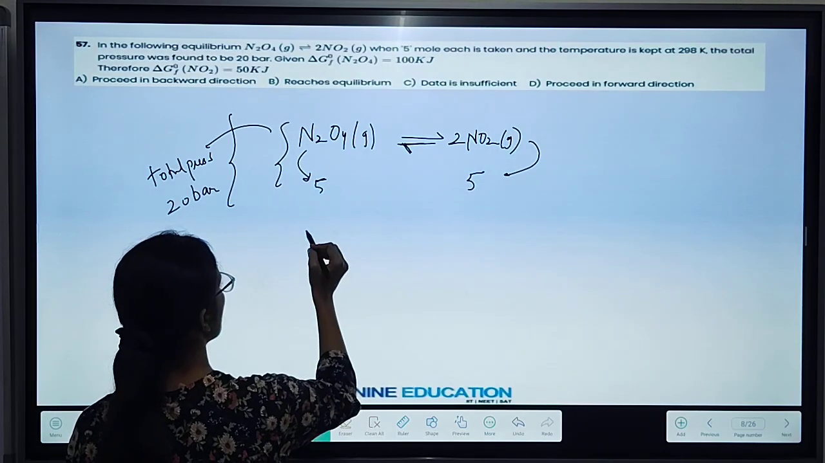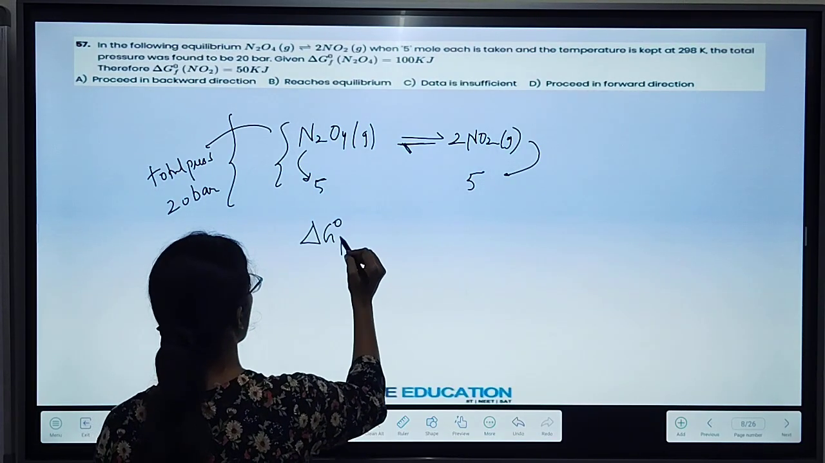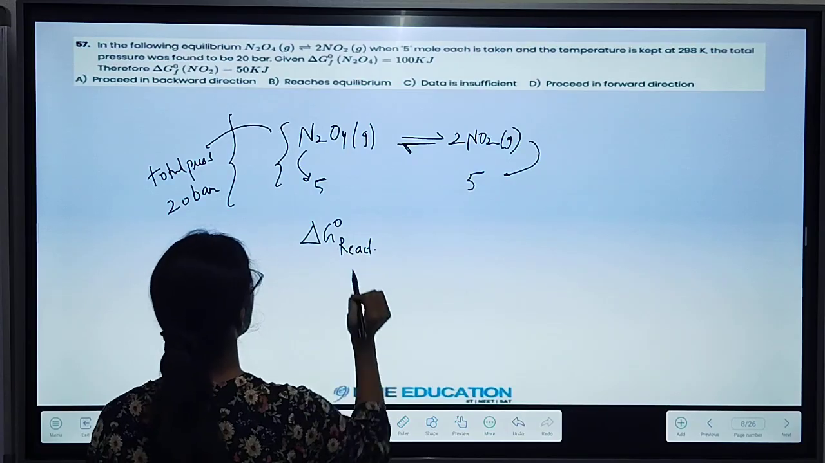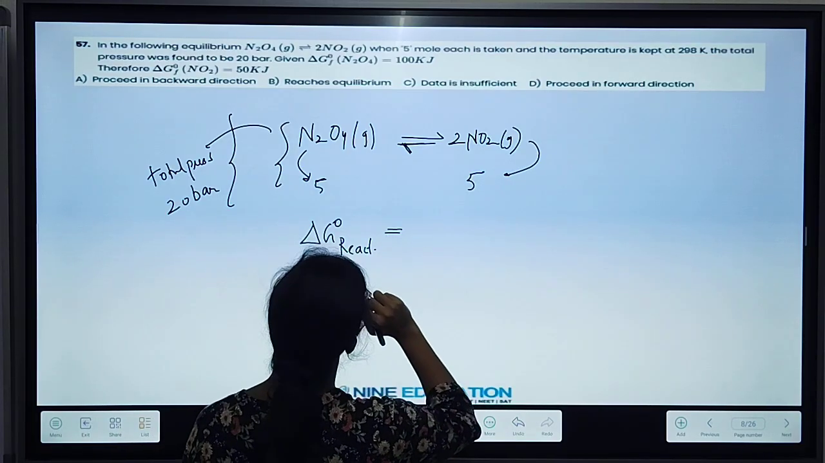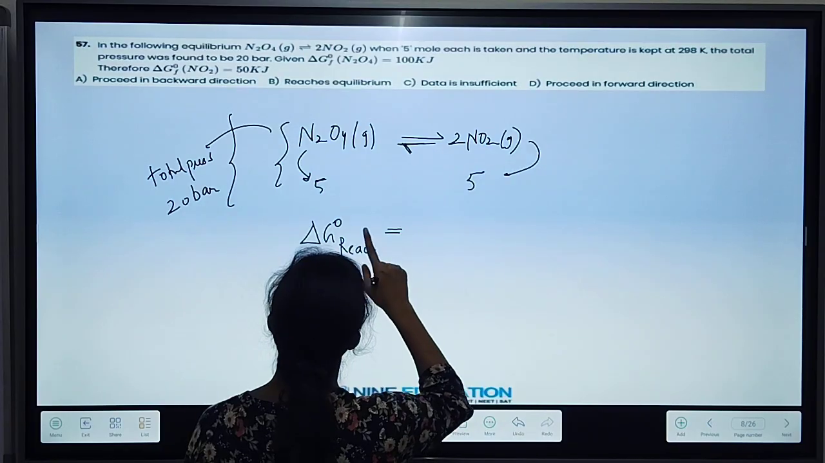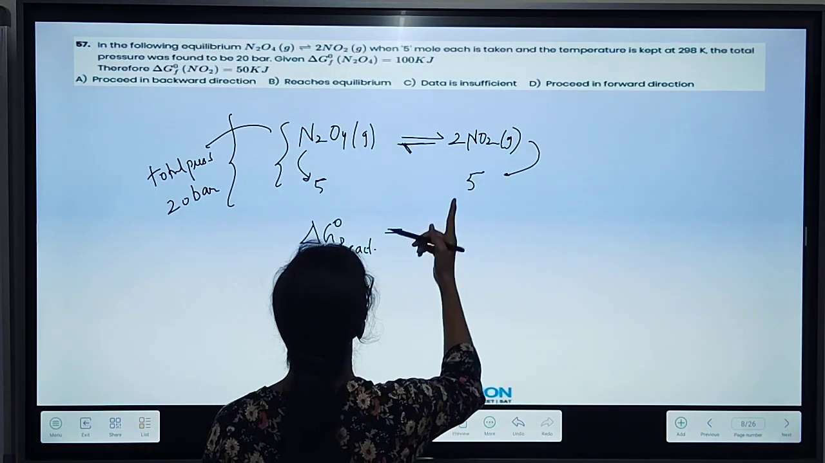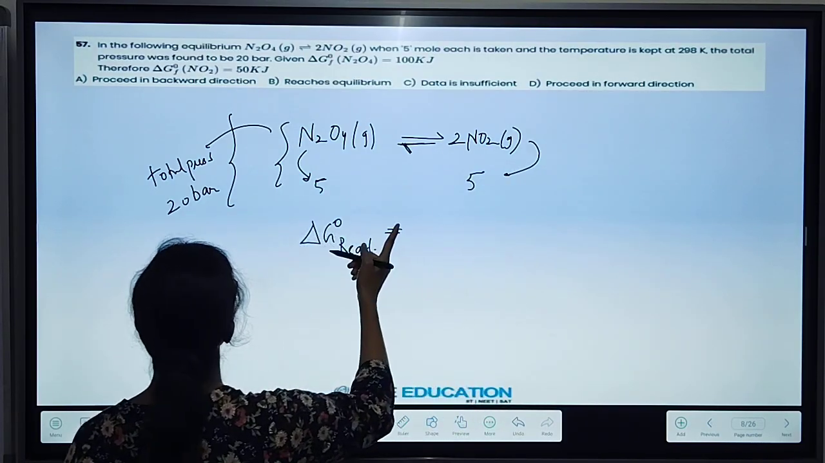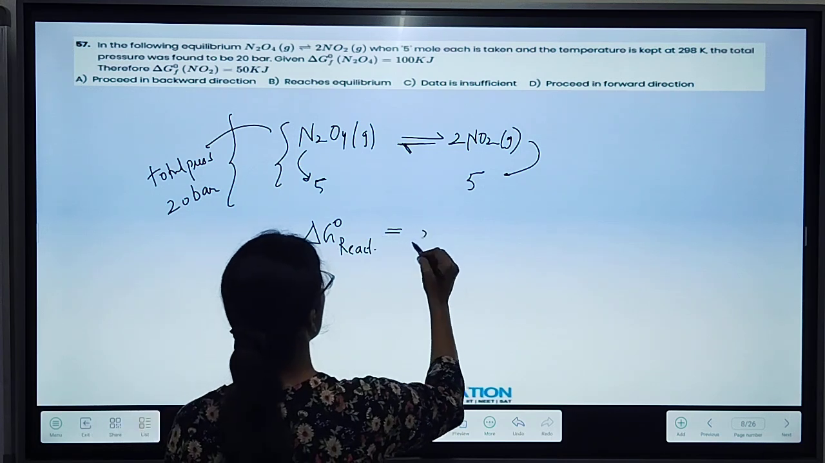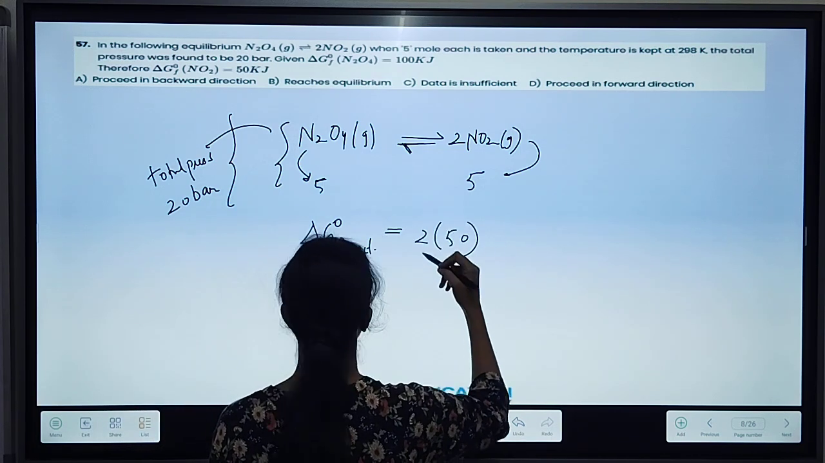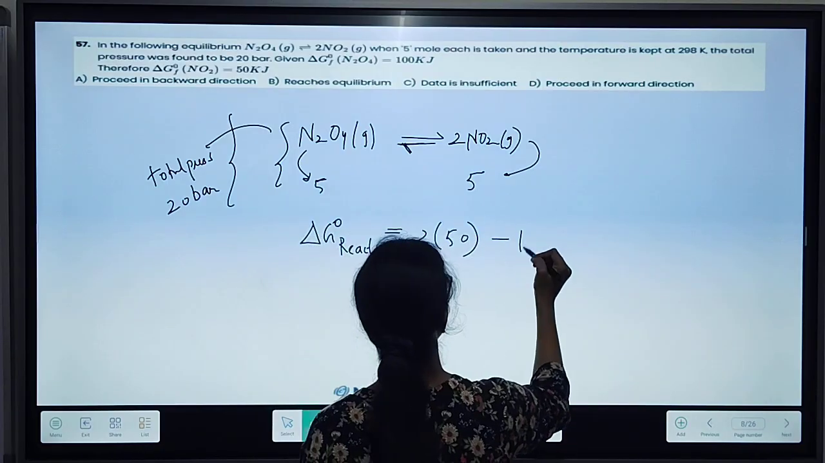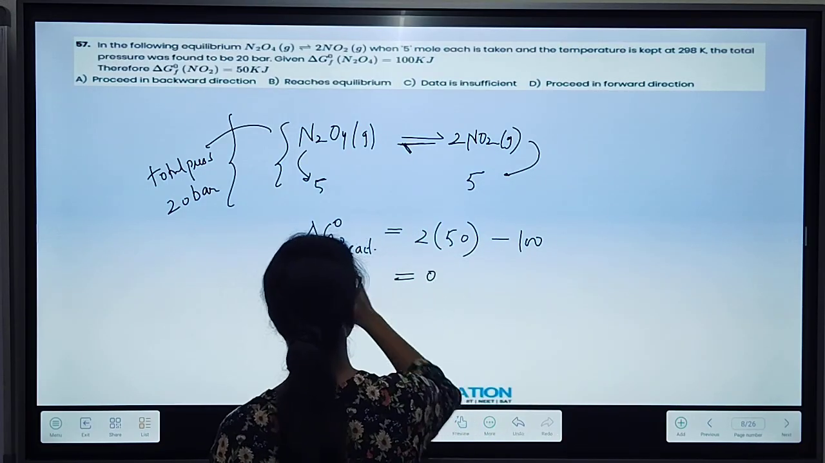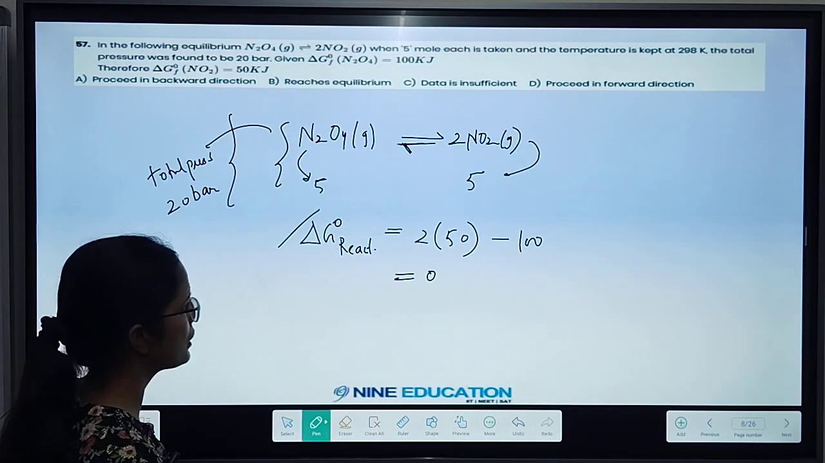For this, first of all, let us find out delta G naught of the reaction. Delta G naught of reaction, it will be coming, because they have given delta G naught of N2O4 and NO2, so it will be 2 into delta G of NO2, so it will be 2 into 50, product minus reactant, and reactant is N2O4, for which it is given 100. So 100 minus 100, delta G naught of the reaction is coming 0.